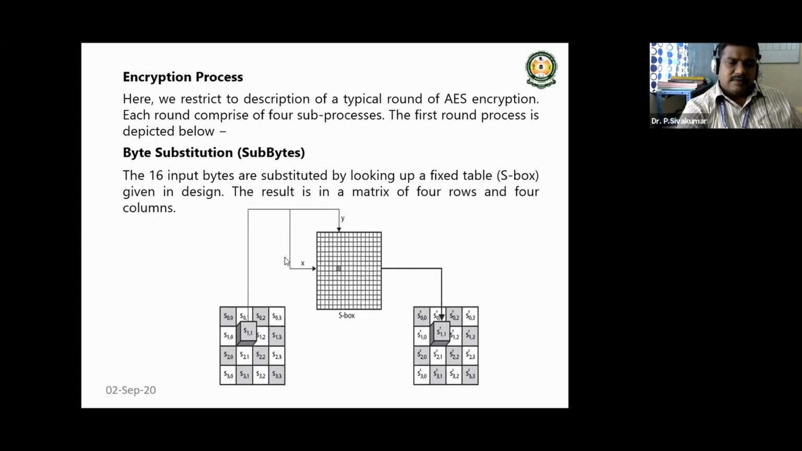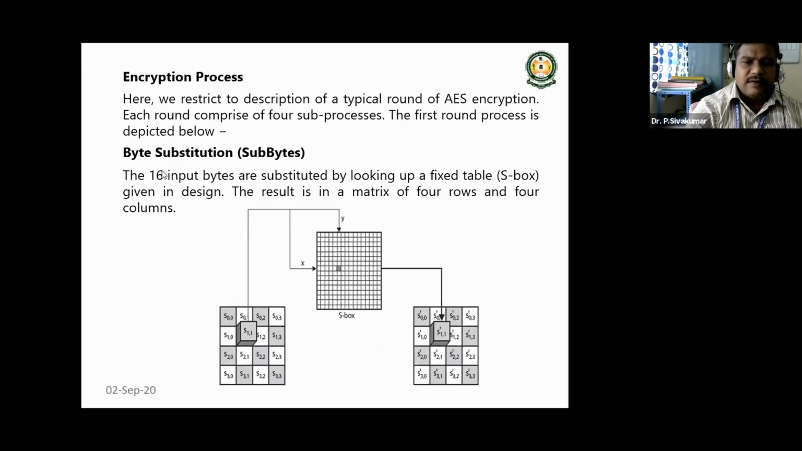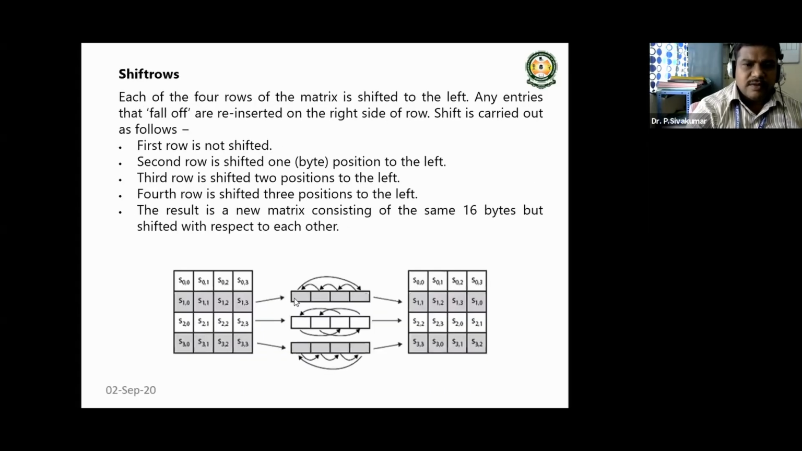It is similar to DES, but only one thing: here you use a 4 by 4 byte matrix format, that's all. The methodology is the same. Next one is shift row. Shift row, you know it very well, is a permutation operation. This is our input matrix. After completing the byte substitution we get one intermediate matrix, and this intermediate matrix I give as the input of shift row.